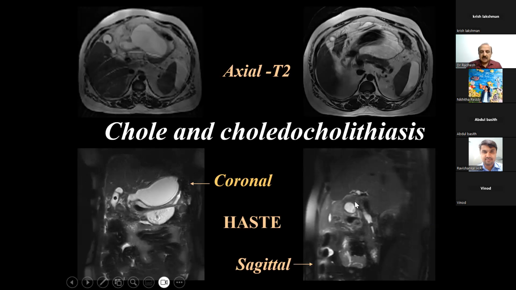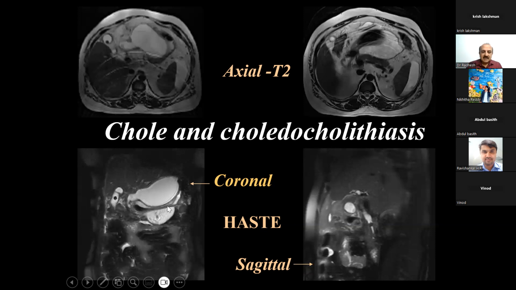This is a coronal or a sagittal image. You can see the calculus within the common bile duct so well. So this is the gallbladder calculus and this is the CBD calculus. There is dilatation of the CBD proximal to the calculus, but the distal CBD is normal. So this dark area here is a choledocholithiasis.